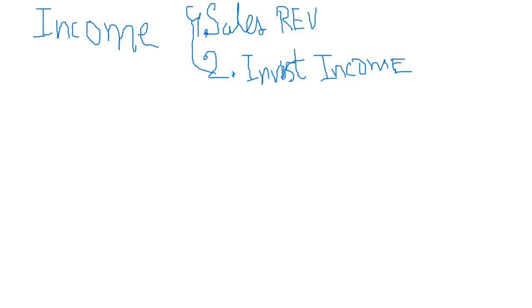If you sold 100 units, how much is your revenue? 100 units times $500. So then that's going to be $50,000. If you sold 1,000 units, that's going to be $500,000. If you sold 10,000 units, that's going to be $5 million.